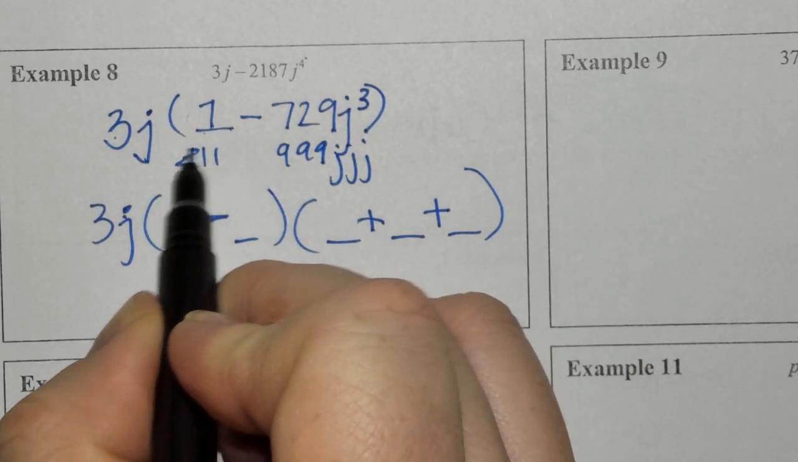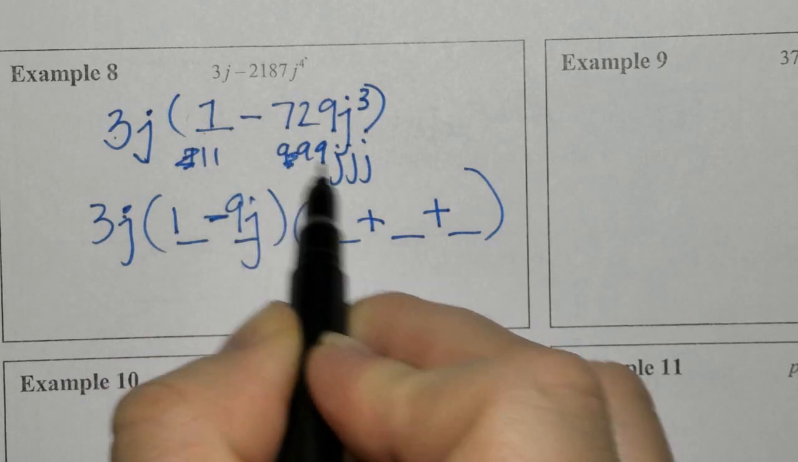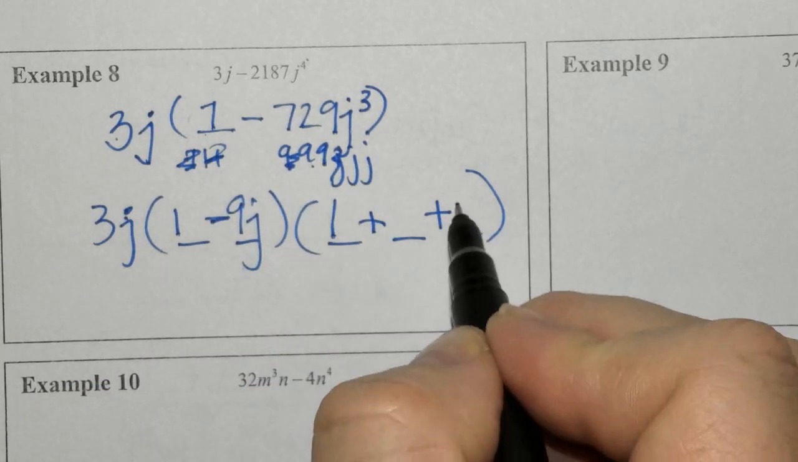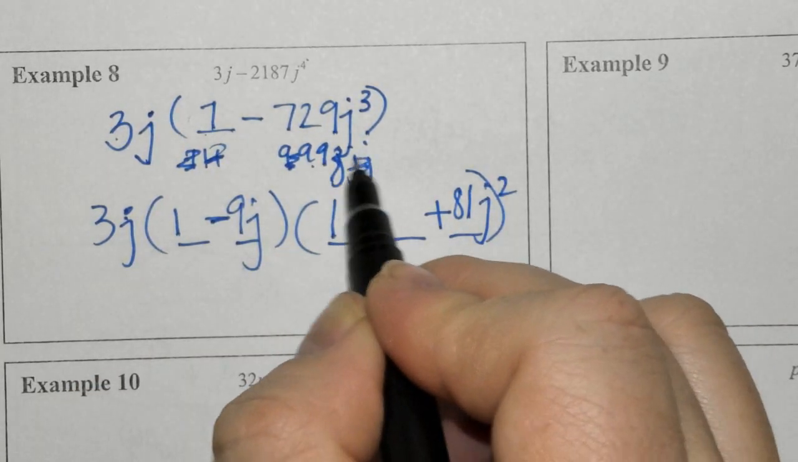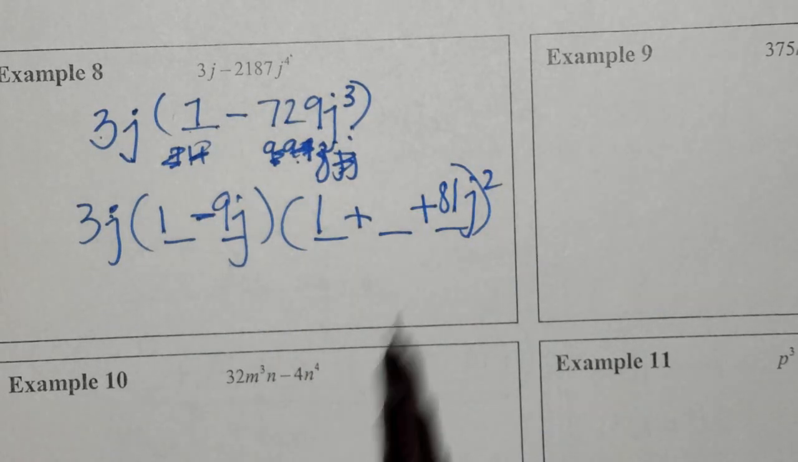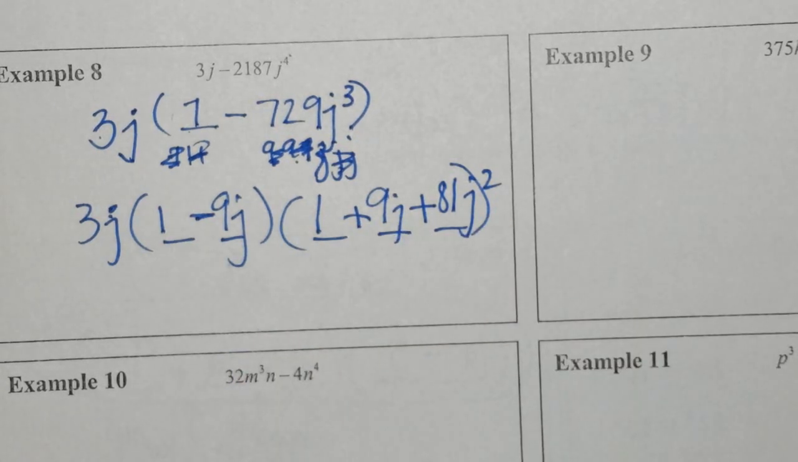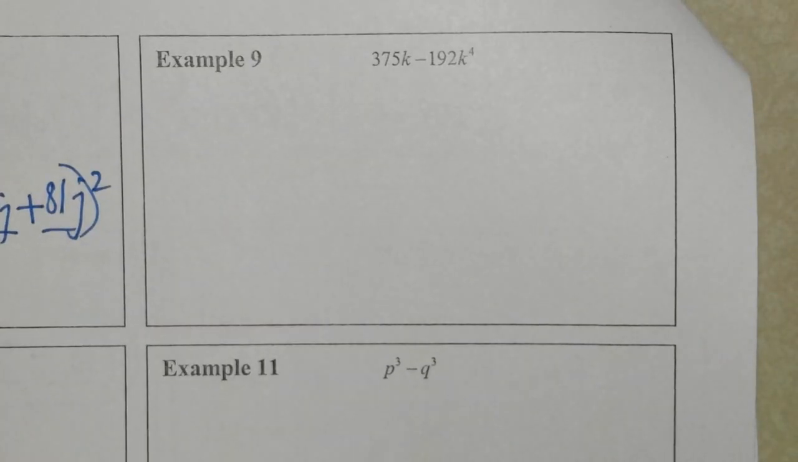Bringing down 1, 1 in front and 9J in back. In front, 1 times 1 is 1. In back, 9 times 9 is 81 with the J squared. And for the middle term, 1 times 9J is 9J. Okay, again, please make sure that you are starring or circling based on your understanding. We're going to go on to example number 9.